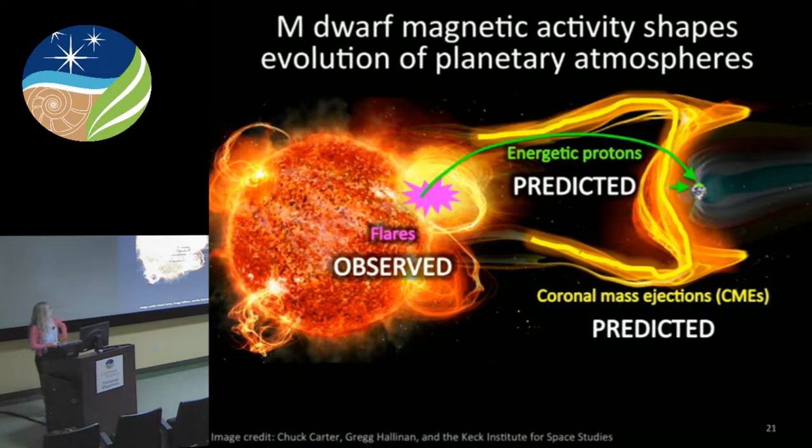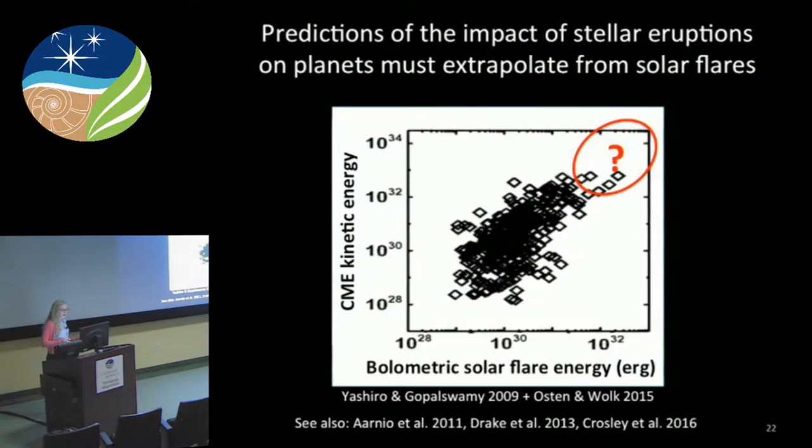So here's the problem, which is that while flares are frequently observed on these other stars, CMEs and energetic particles are not. Why not? They're hard to see. We're going to get to that again in a moment.